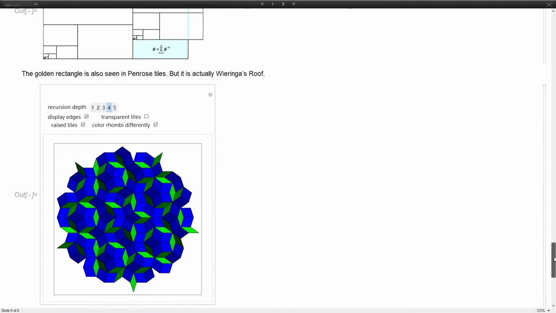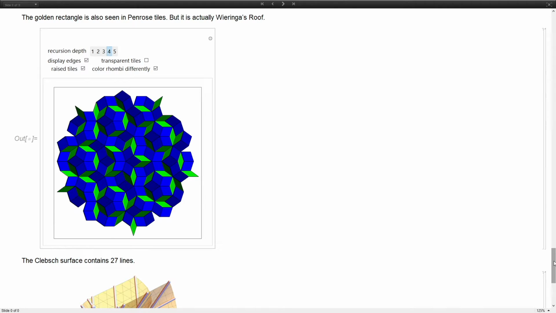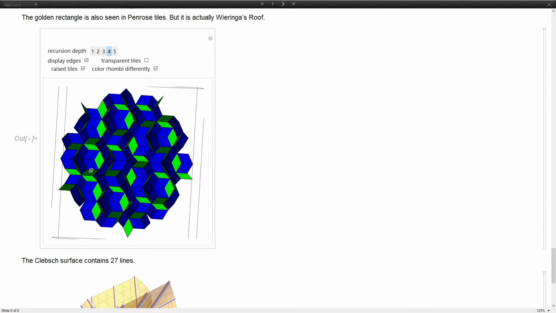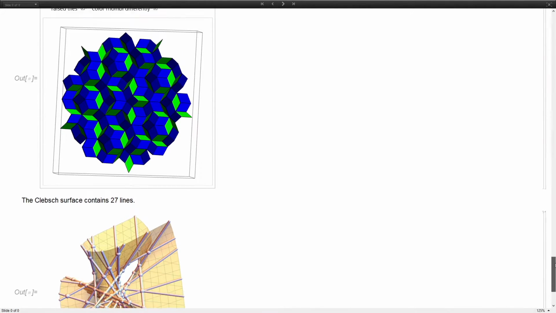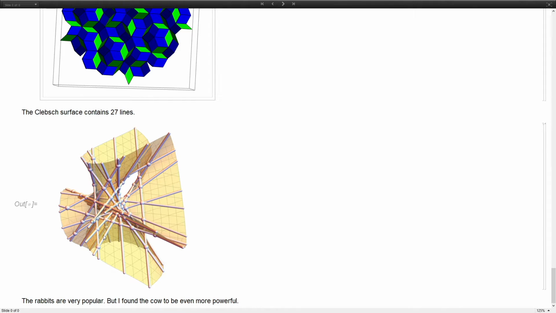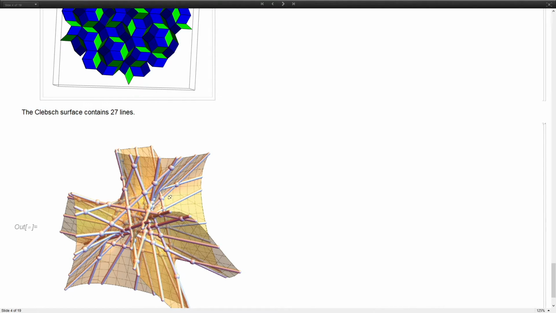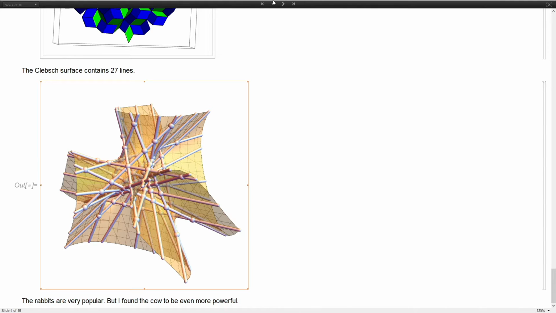Another thing you can do is Penrose tiles, which is, this is actually the Wyndham-Guerra roof. This is 3D, and all these rhombs are identical. You can also do the Klebsch surface. There's 27 lines, and all of these points here are based on golden ratio values. So the golden ratio is pretty powerful, but I found that cow was more powerful.